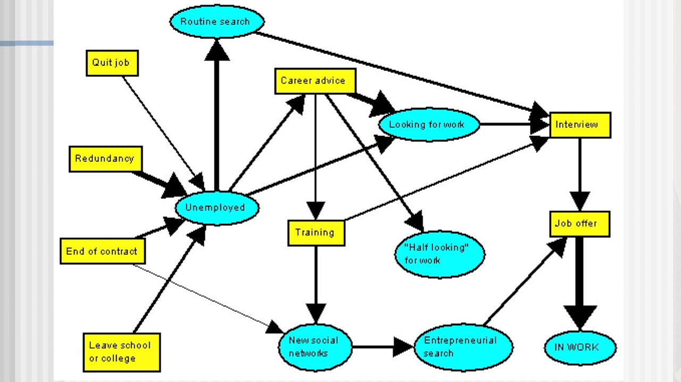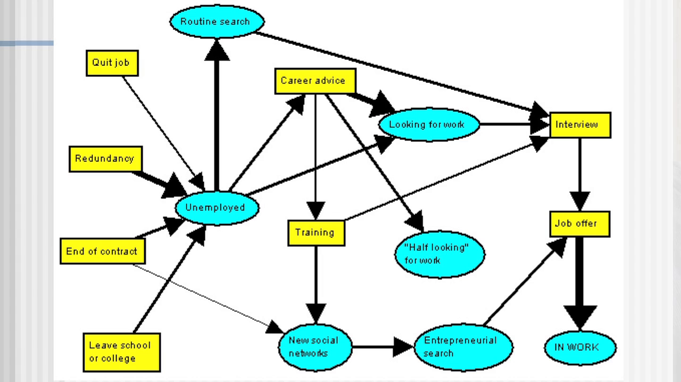The second thing you might notice is that the lines themselves are different thicknesses. And I did that to indicate how many people in this study made this transition. So how many people went from redundancy to being unemployed compared with these others? You can see a lot of people in the study were made redundant, rather than anything else. And then, how many went from careers advice to looking for work? Well, yes, quite a lot of them went through that particular transition. And down here, once they got the job offer, most of them took it up and went to work. Very few people turned it down.